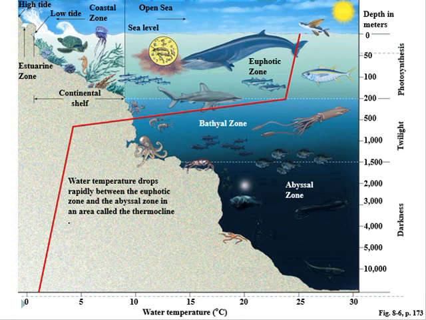Moving out to sea, we have, of course, the open sea. And the open sea is marked by a sharp increase in water depth at the edge of the continental shelf. The open sea is divided into three vertical zones. This zonation is based off of sunlight penetration. The uppermost layer is what we call the Euphotic Zone.